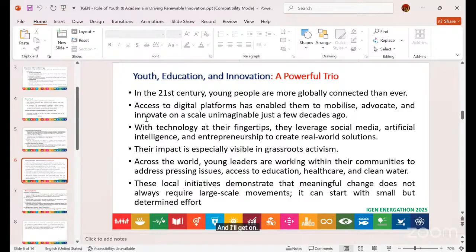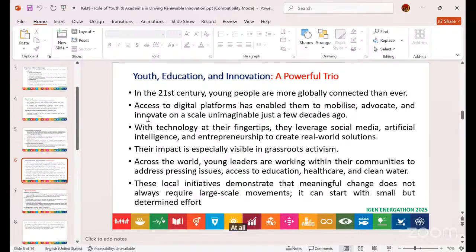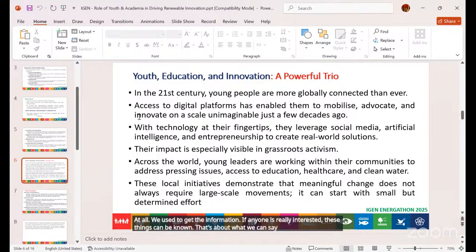But after listening to the previous session, I'm not sure why it was delayed, but it gave us some insightful things about how electrical engineering works, how the PSUs are going to be conducted, and how students can get their jobs and all. We used to get that information. If anyone is really interested, these things can be known. That's the part about education, and not only education, but also healthcare and clean water.